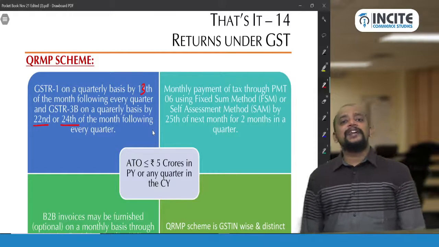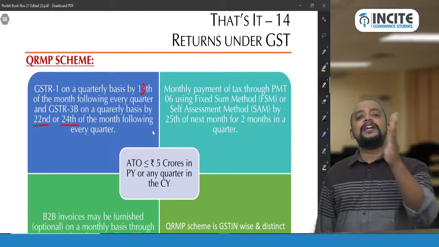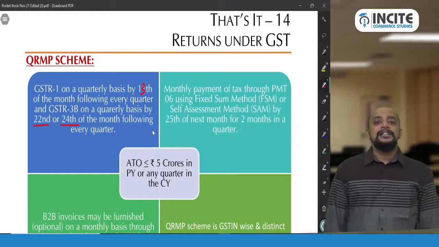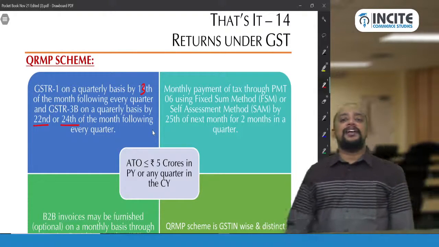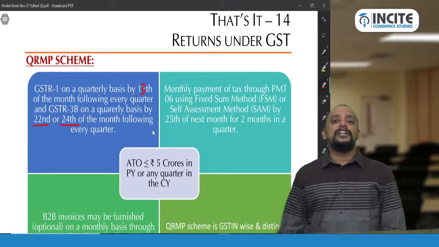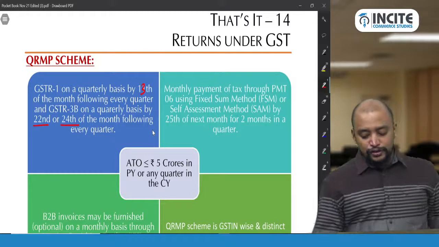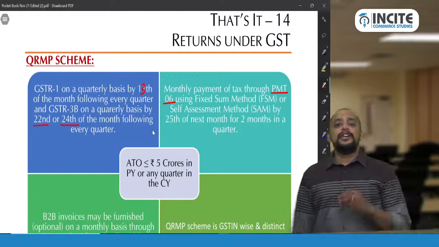Payment of taxes should be on a monthly basis. So in a quarter, for month 1 and month 2, they need to discharge it by the 25th of the subsequent month. And for the third month, anyhow they will be filing GSTR-3B, which is to be filed by the 22nd or 24th, and they need to discharge the liability. So monthly payment of tax is through PMT-06, just the deposit challan, there is nothing else.